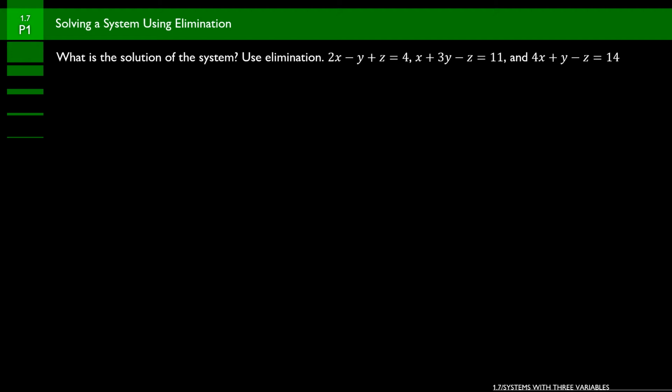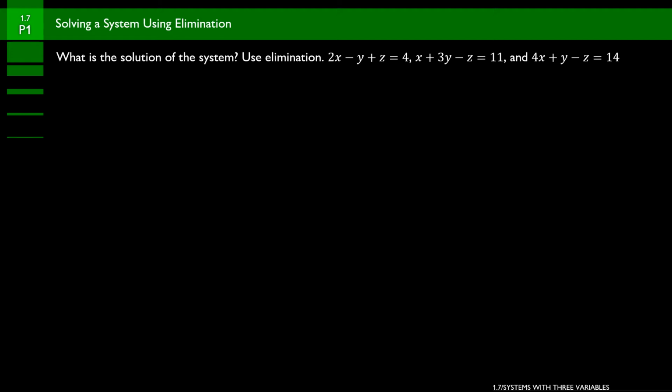So we've got a 2x, a negative 1y, and a 1z. We've got a 1x, a 3y, and a negative 1z. And we've got a 4x, a 1y, and a negative 1z. What you notice is that for each of our z's, we either have a 1 or a negative 1 as the coefficient. Those are the ones that we want to choose then. We're going to eliminate the z's.